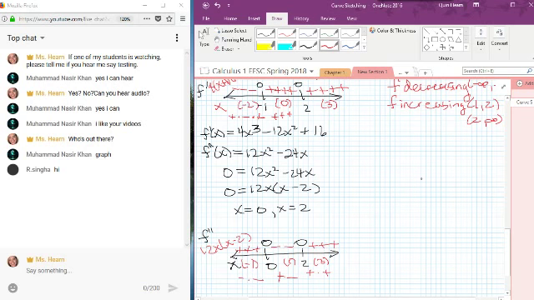Okay, so now we know that our original function f is concave up on the interval from -infinity to 0 and the interval from 2 to infinity. And we know that f is going to be concave down on the interval from 0 to 2.